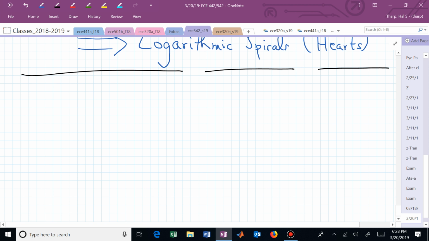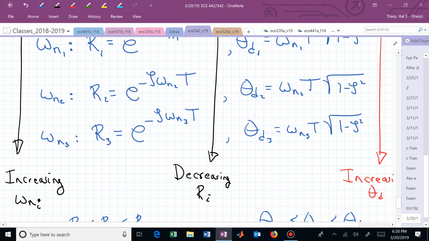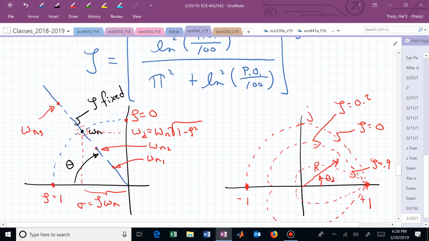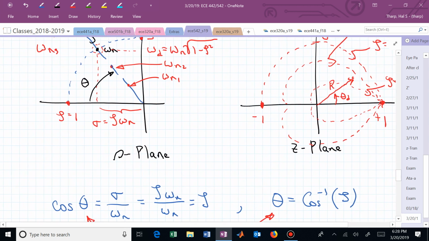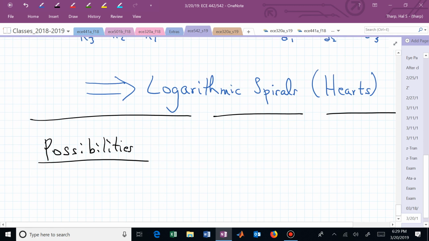What do we have for possibilities? In the S-plane, the zeta is the damping ratio. So in the S-plane and the Z-plane, the zeta is the damping ratio. Why wouldn't 45 degrees be 0.5? So now in the S-plane, 45 degrees, what does that correspond to in terms of zeta value? Is it clear what I'm trying to say?